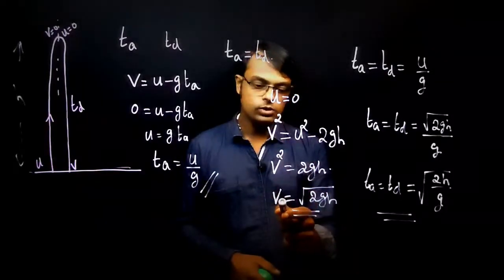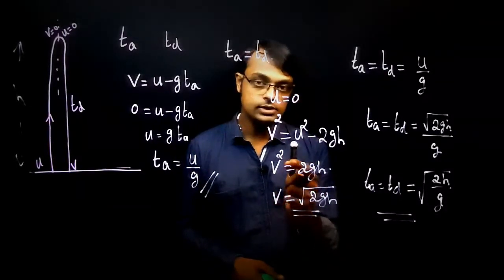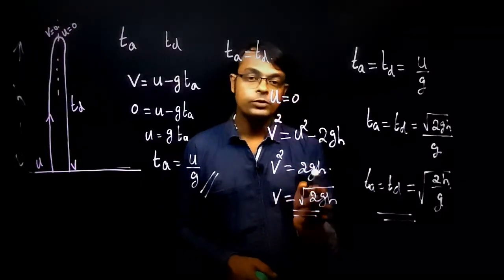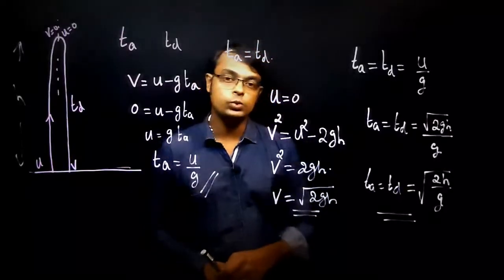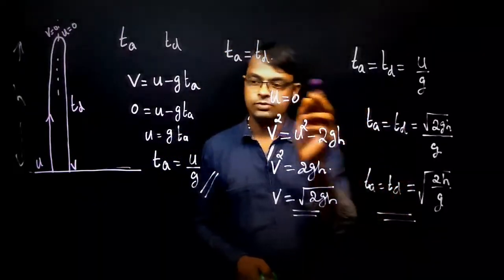Now we have discussed the formula for final velocity as well as the projection velocity. u is equal to root of 2gh, where h is the height and g is the acceleration due to gravity. So these are the formulas we have just now discussed.